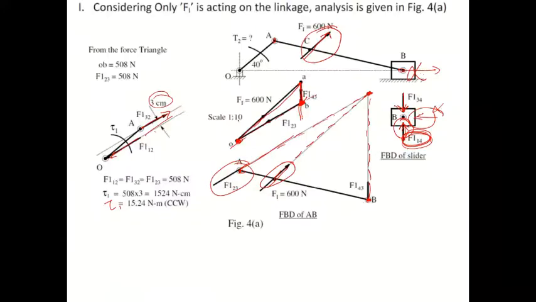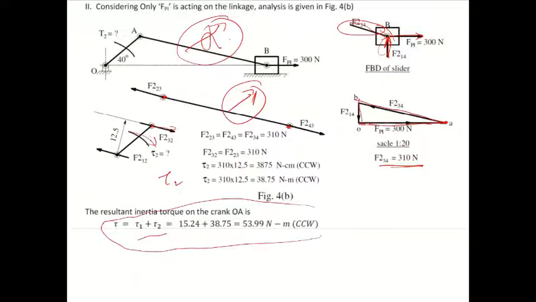So in the first stage I will get one torque value. In the second stage I will get another torque value, tau 2. Add both tau 1 and tau 2, you will get the final torque. That's all.